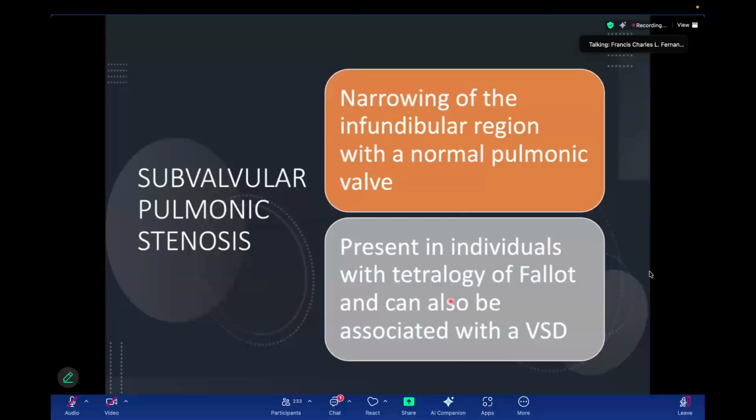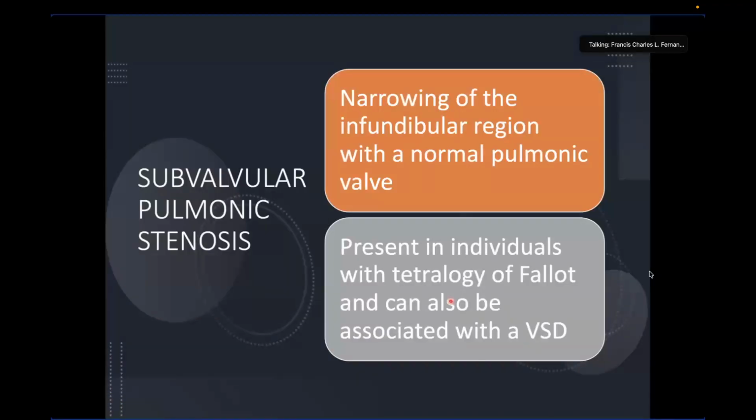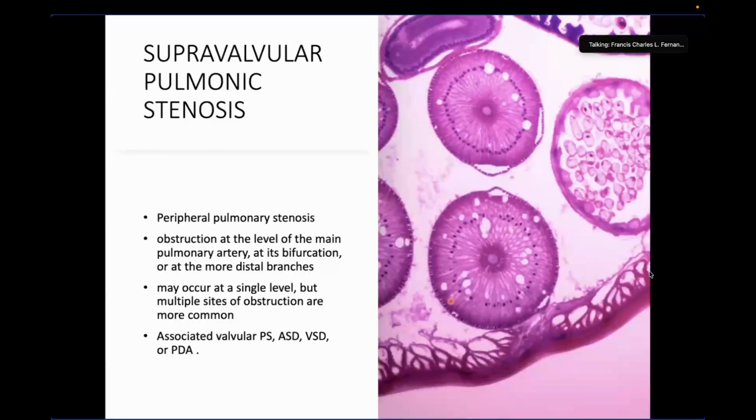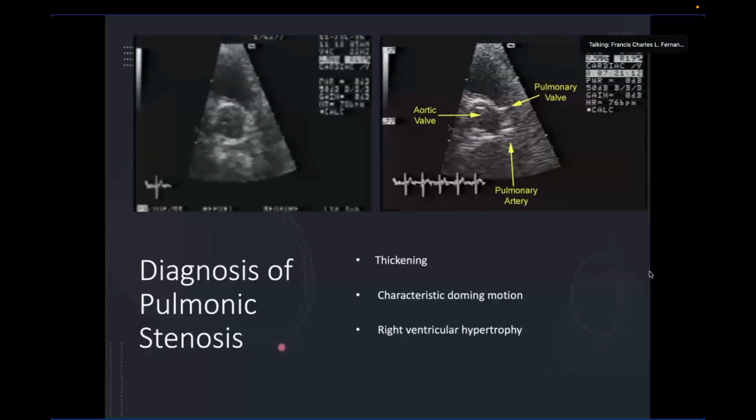Okay. So sometimes you have a narrowing of the subvalvular component, which gives you pulmonic stenosis as well. Okay, so you have associated valvular problems such as PS, also with supravalvular pulmonic stenosis. So basically, it becomes already peripheral rather than a valvular problem. So you could have obstruction beyond the valve in the pulmonary arteries or its distal branches. So they are associated with ASD, VSD, or PDAs.